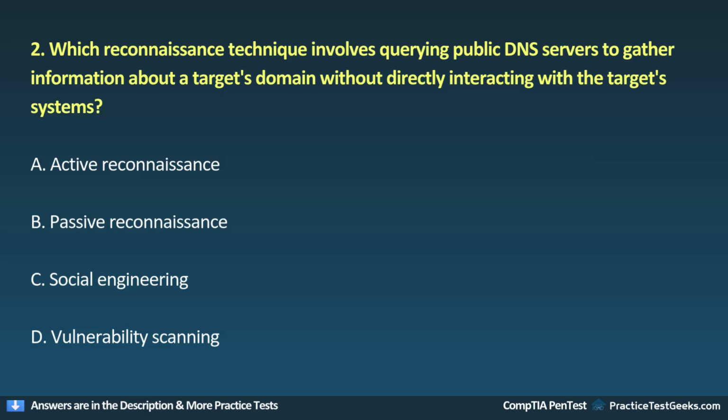2. Which reconnaissance technique involves querying public DNS servers to gather information about a target's domain without directly interacting with the target systems? A. Active reconnaissance. B. Passive reconnaissance. C. Social engineering. D. Vulnerability scanning.